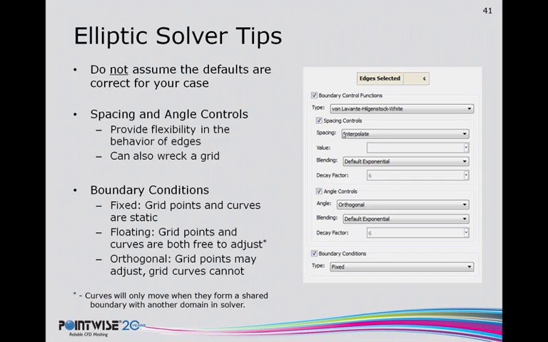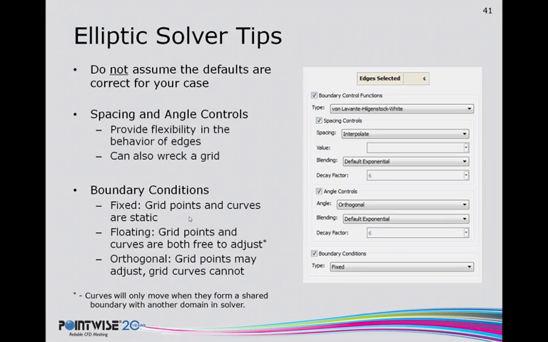By default, the spacing control is set to interpolate, and the angle control is set to orthogonal. In a lot of cases, this works very, very well, but in some cases that I'll demonstrate a little bit later, your angle control in particular can really produce very poor quality results if you don't change that from its default value. I'll also go quickly over the boundary conditions.